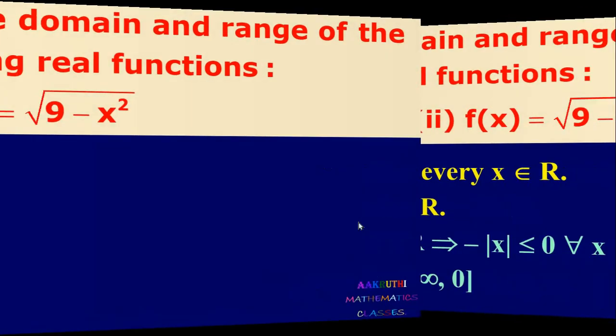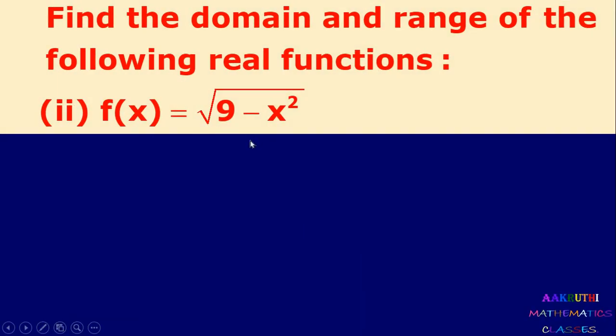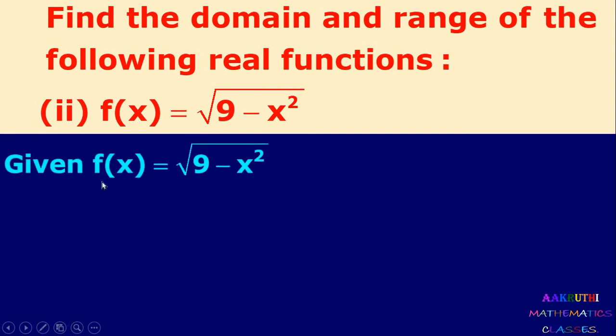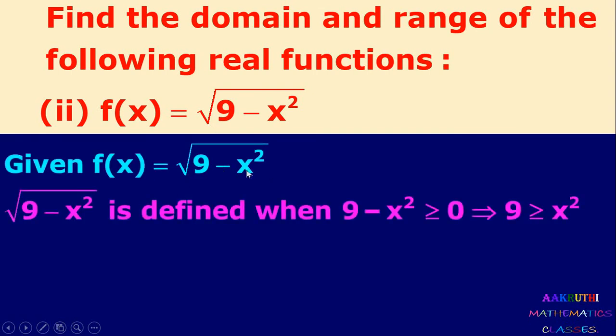So next problem, it is f of x is root of 9 minus x square. So here f of x is root of 9 minus x square, and we know that f of x is defined only when 9 minus x square is positive or 0. If you get root of negative number, then it is imaginary number or it is not defined. So 9 minus x square should not be negative. Therefore, 9 minus x square should be greater than or equal to 0. So that is, we can take x square to this side.